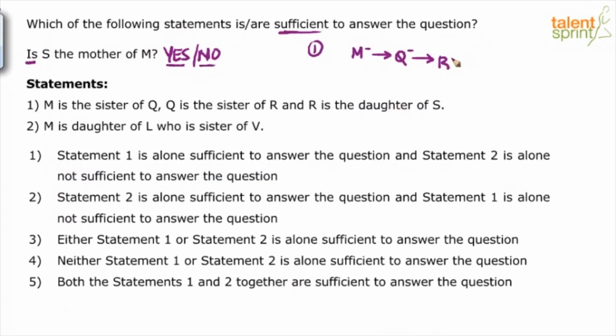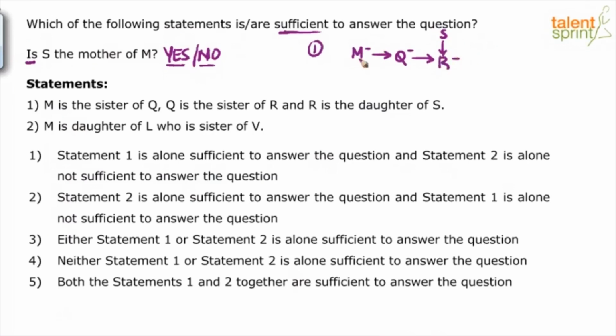And R is the daughter of S. Remember, M is sister of Q, Q is sister of R, R is daughter of S. So clearly M, Q, R, all three are siblings and all of them are female, right? Sister, sister, daughter. So all three are sisters, and they are daughters of S. Now the question is, is S the father or mother? R is the daughter of S means M is also the daughter of S. All three of them belong to the same parent.